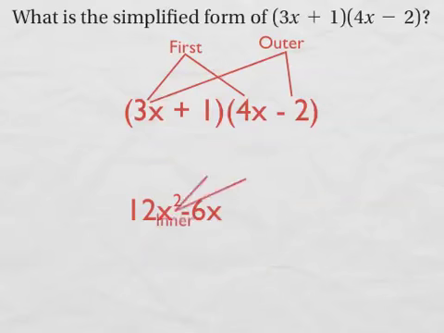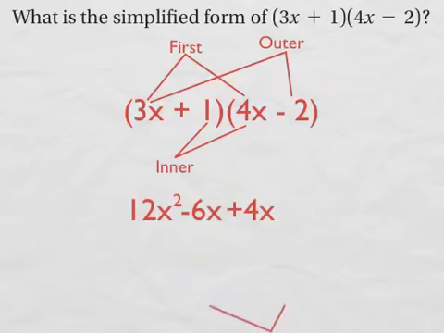My inner terms are 1 times 4x. 1 times 4x is a positive 4x. And then my last terms are 1 and negative 2. So 1 times negative 2 is negative 2.